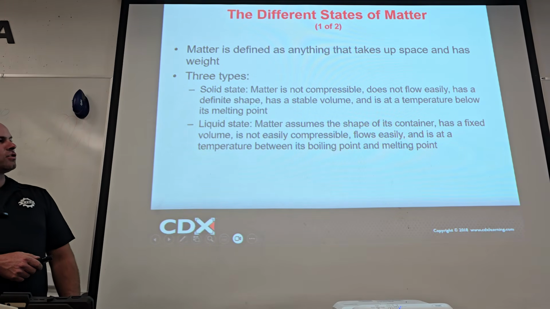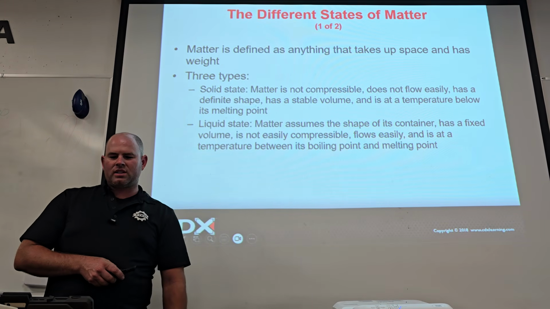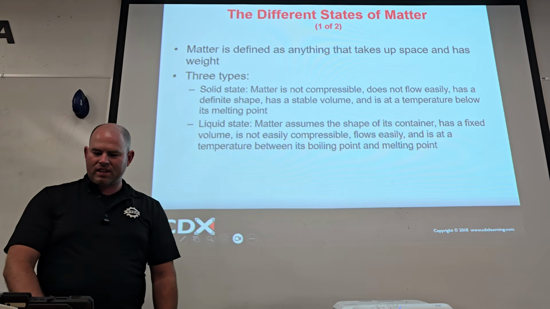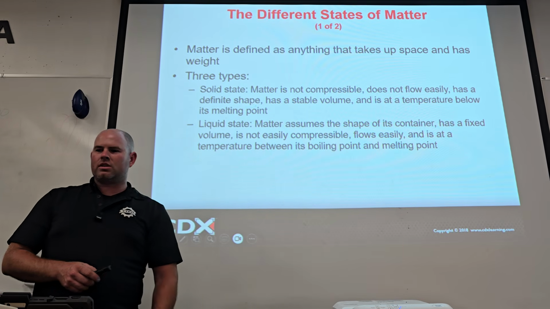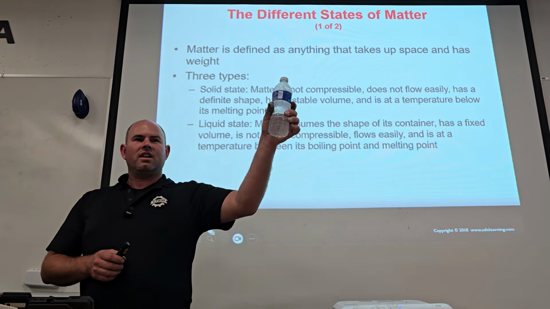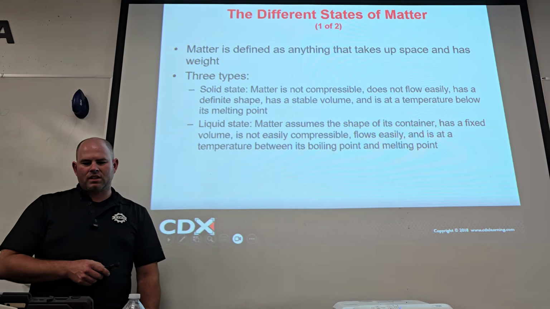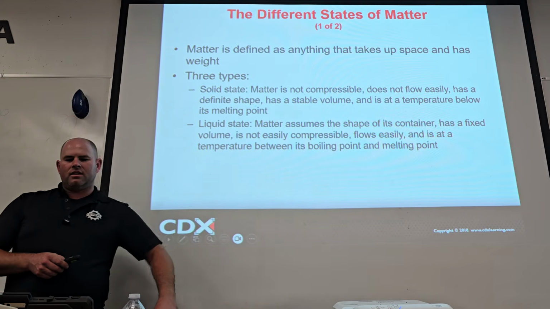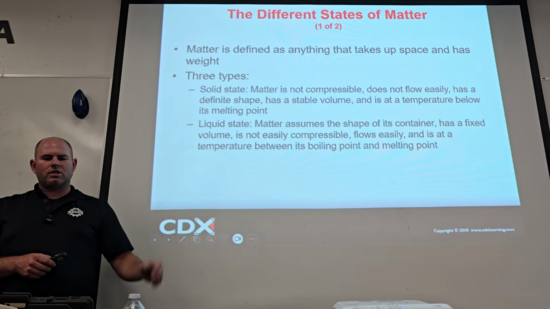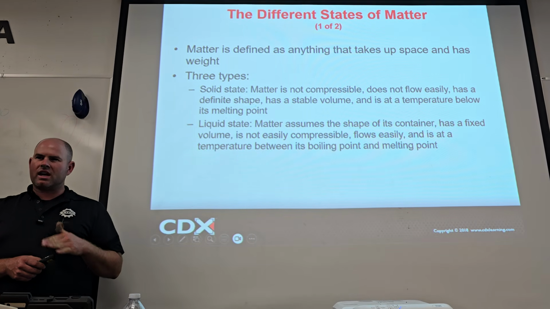Water. Matter that assumes the shape of its own container. What does that even mean? The shape of its own container, like this. This is in the shape of its own container. It has a fixed volume. It's not easily compressible. It flows easily. And it's at a temperature between its boiling and melting point. Now we're going to come back to those, okay?